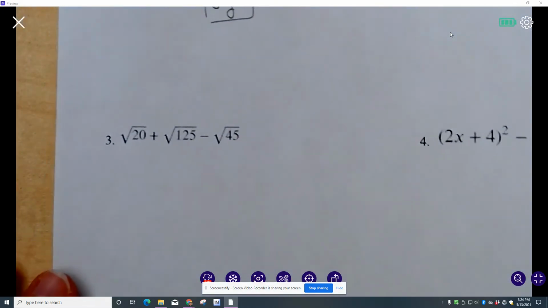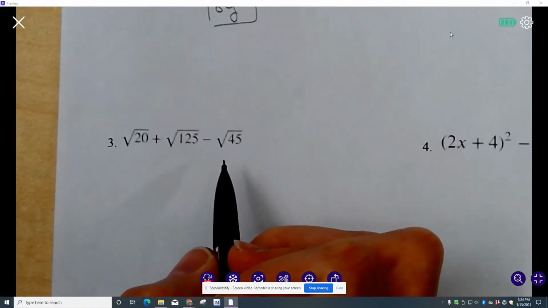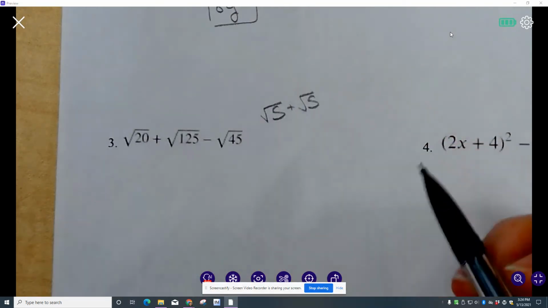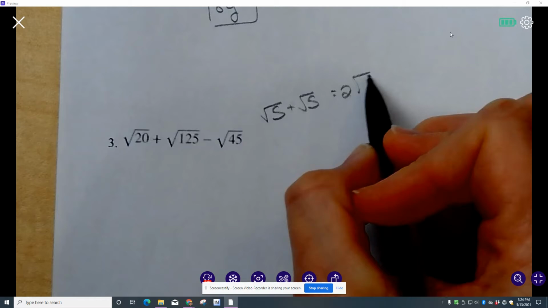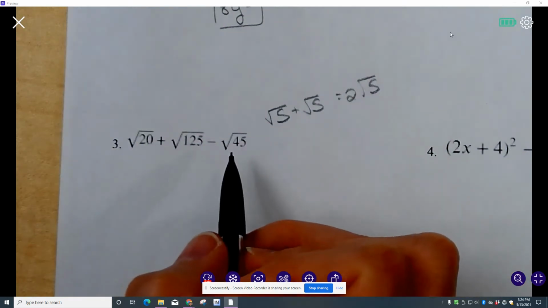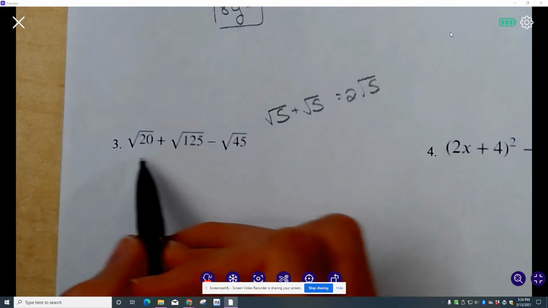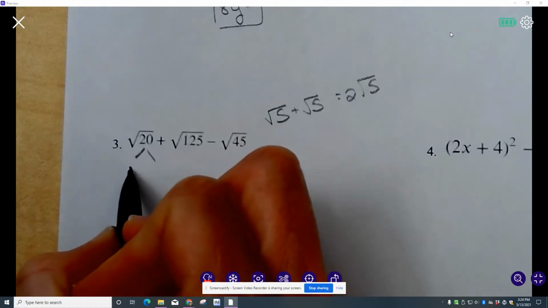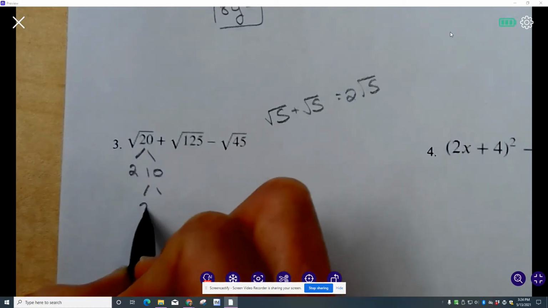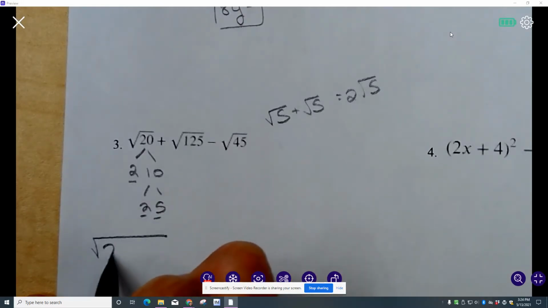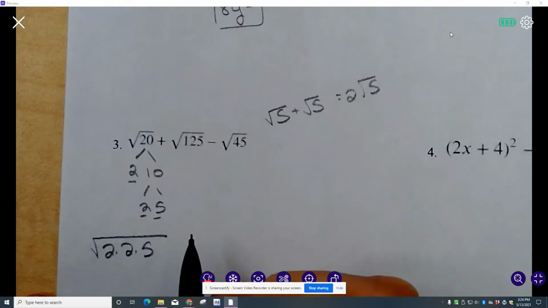Okay, number 3 is adding and subtracting radicals. So remember, like radicals, such as square root of 5 plus square root of 5 would be 2 square root of 5. Like radicals can be combined, but if you look at this, it doesn't appear as though I have any like radicals. But I need to simplify first. So 20 is the same as 2 times 10 and 2 times 5. So there's all my prime numbers. Square root of 20 can be written as 2 times 2 times 5.